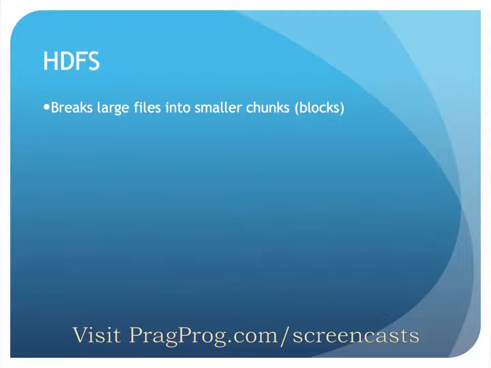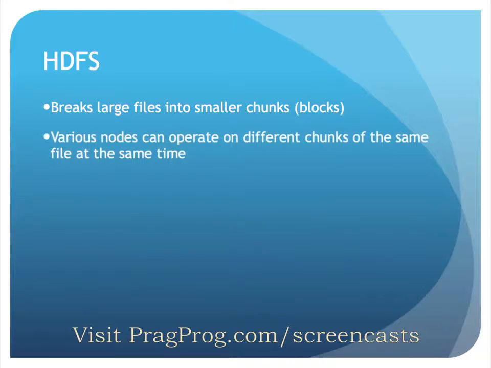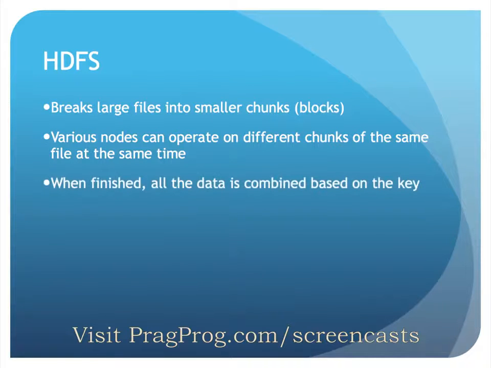We get several benefits by breaking up the terabyte file into smaller blocks. When a mapper is operating on a terabyte file, it's actually operating on a block and not the entire file. The terabyte file is being worked on by various nodes in the cluster all at once. The various nodes are just operating on different chunks. Once the mappers are all done, the magic takes over. All of the data in the terabyte file is combined based on the key. The reducers run on different keys.